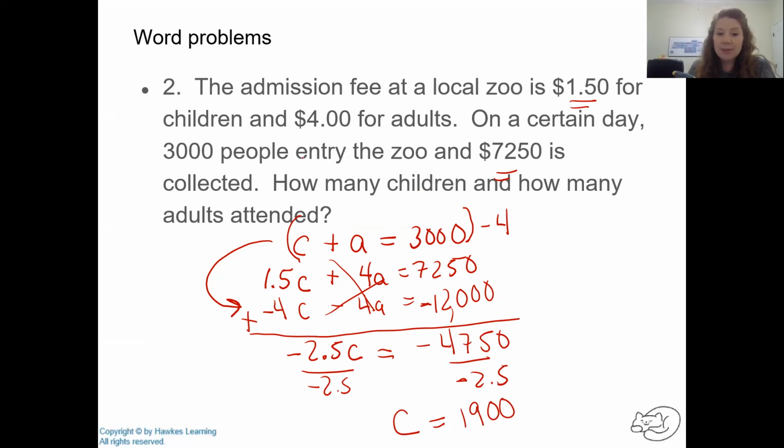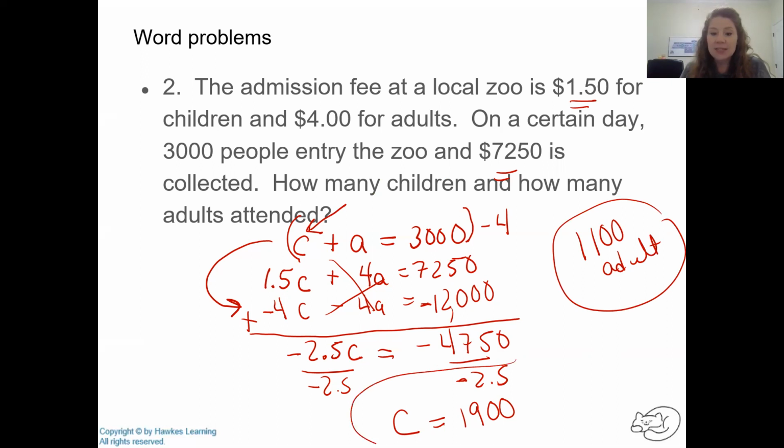So then if I plug in 1,900 right there for C, if we sold 3,000 tickets and 1,900 of them were children's tickets, that means 1,100 were adult tickets. 1,100 plus 1,900 is 3,000 tickets. All right.